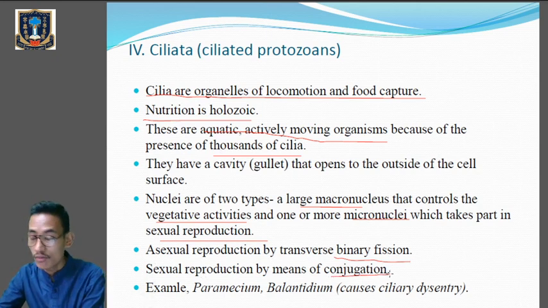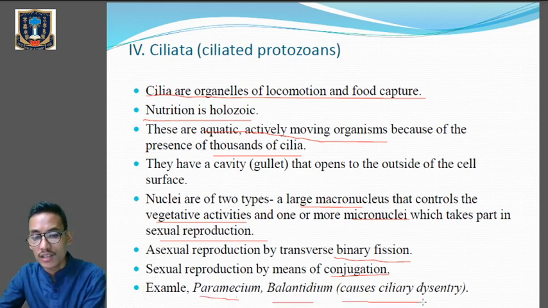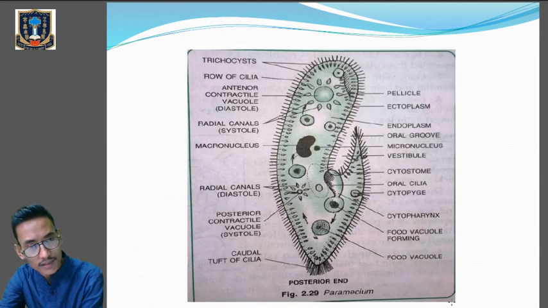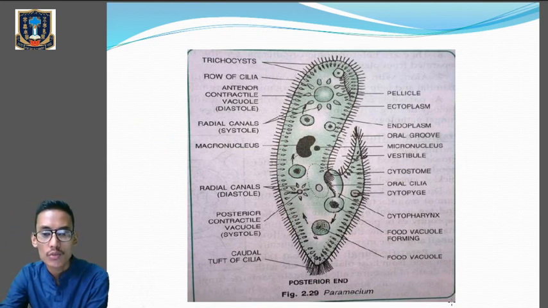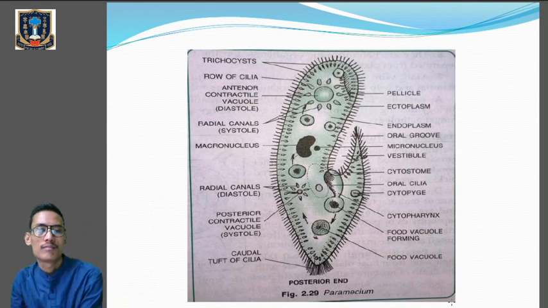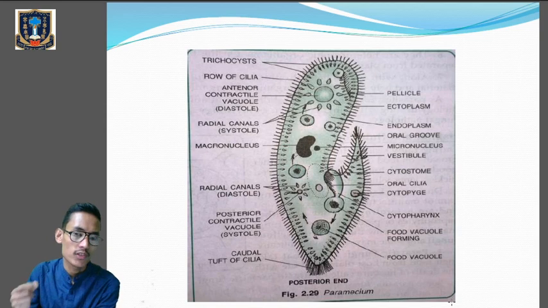So all the things we have discussed already. Example: Paramecium, and you can write down Balantidium, which causes ciliary dysentery. Clear? And these are the examples of Paramecium. So kindly go through it, figure number 2.29. So we have just gone through the kingdom Protista. Write down the characteristics, don't go through the book. In the book you will find a huge number of characteristics and you might get confused. So whatever I have just taught you, kindly note it down. Remember the organ for locomotion and the two examples of each group. Clear?